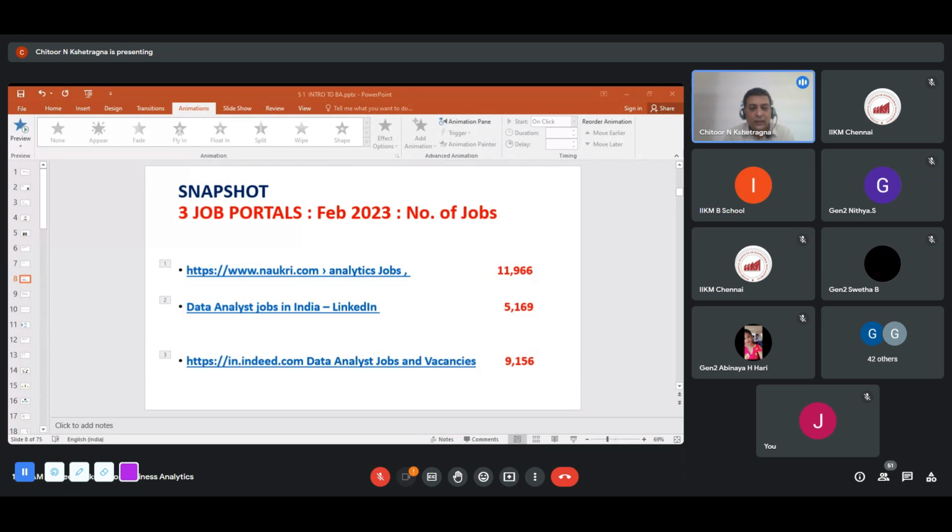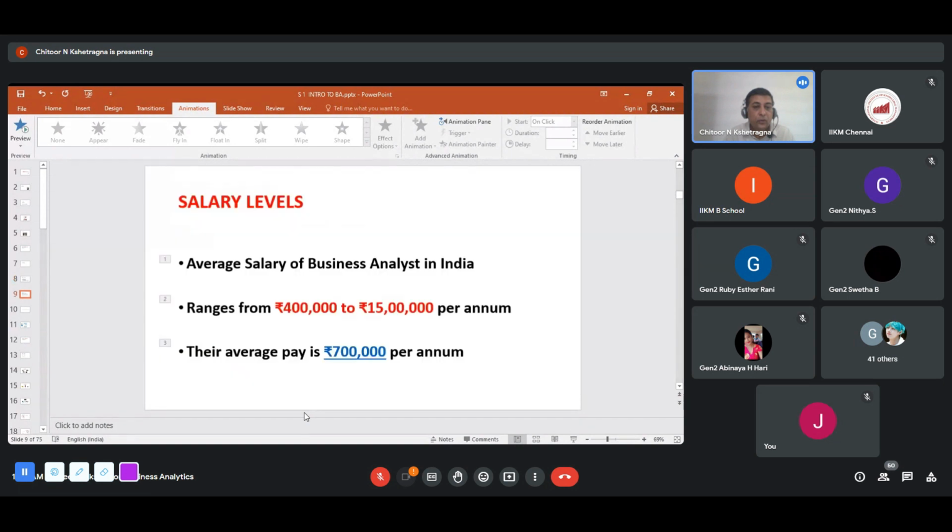And what happens in LinkedIn is they also give you job opportunities. They tell you that they want computer science engineers, or people for Australia, the UK, international jobs, or also for data analytics and business analytics. So I was searching, and I found there are 5,169 jobs for data analytics. Of course, all this is across the country. And then Indeed.com is another big HR job portal, where I was able to find 9,156 vacancies for analytics. So this is opportunity. This is exactly the opportunity you're talking of.